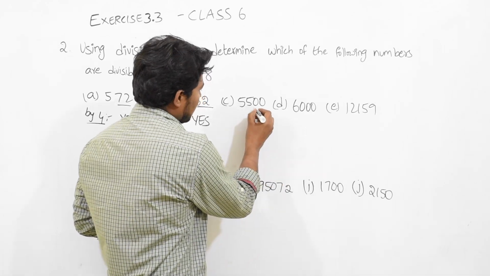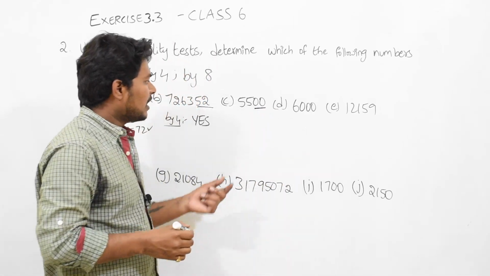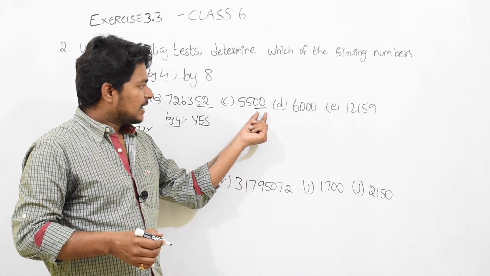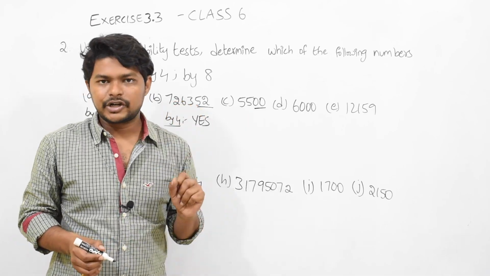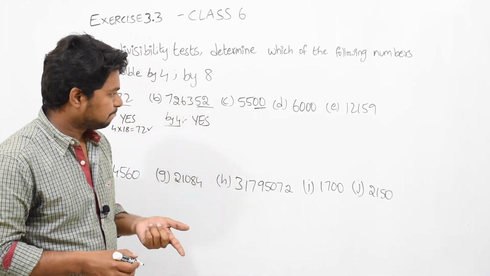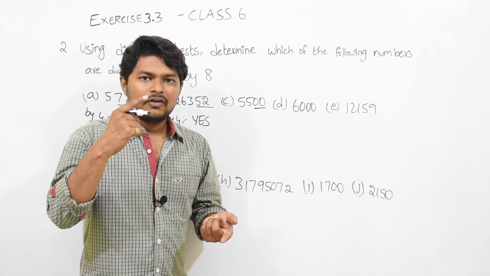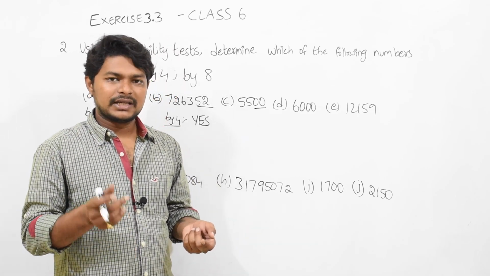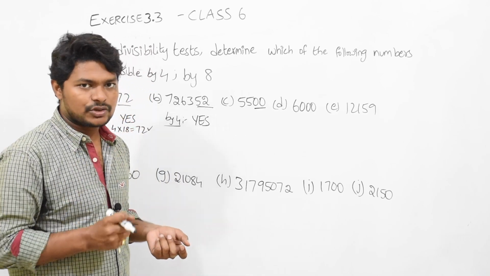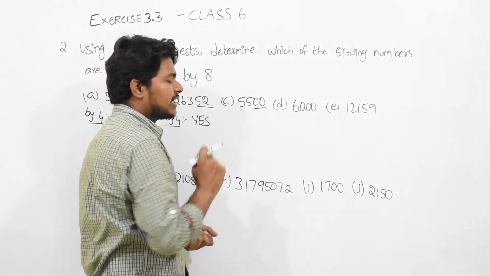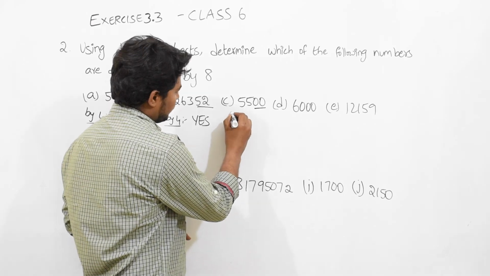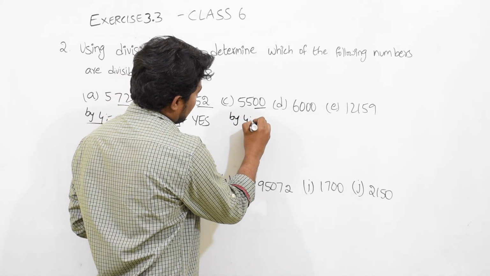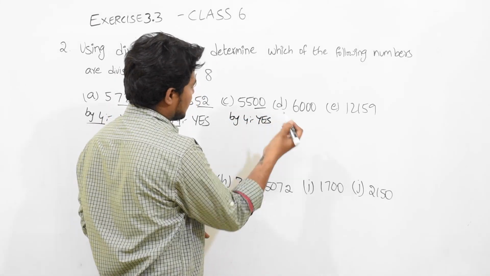Okay, now 0 0, the last two digits. Whether it comes in the 4 table or not, how to check? 4 into 25 is equal to 100. In 100 there are the last two digits, right? So it is obviously divisible by 4. By 4, the answer will be yes.